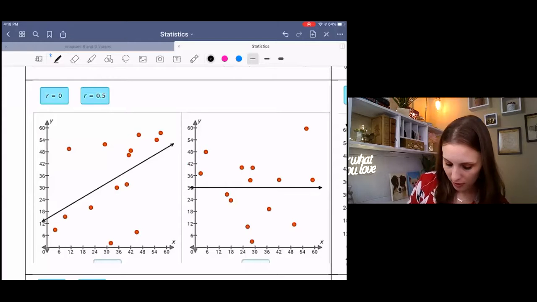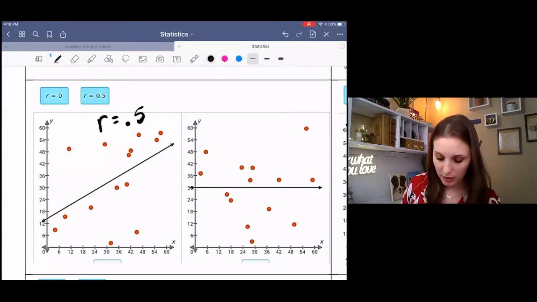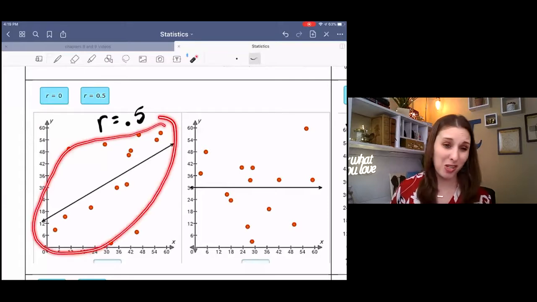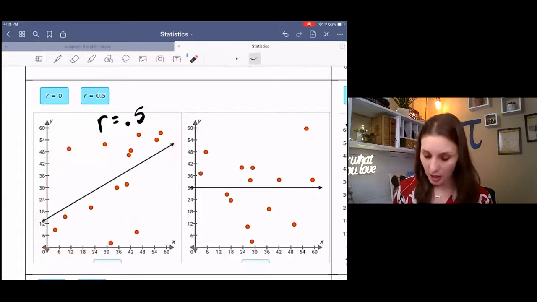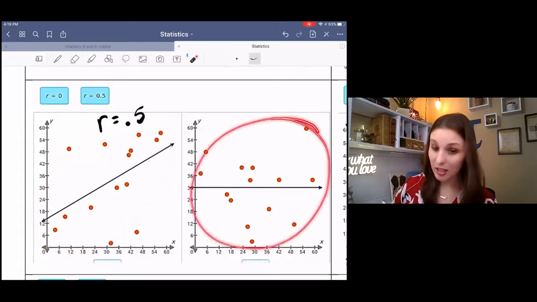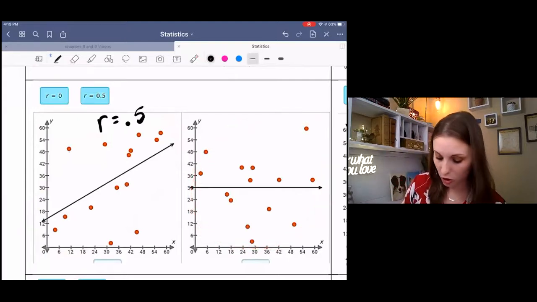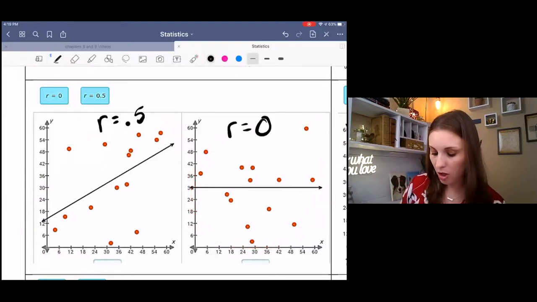Hopefully you found that this one is an R value of 0.5. It is a positive relationship and our dots are pretty spread out. And then this one, it's just scattered. It's just everywhere. So there's pretty much no relationship here.